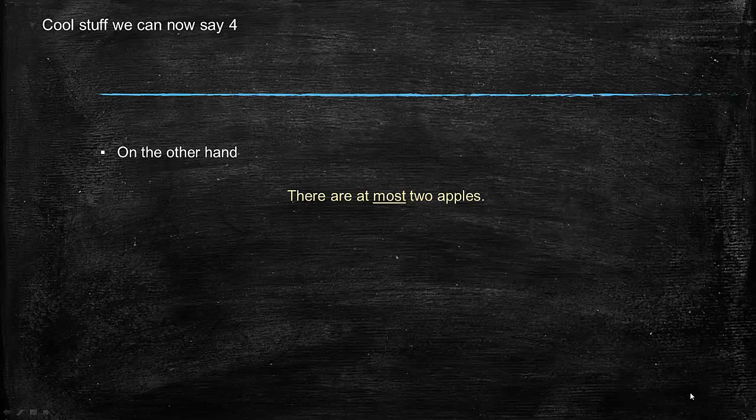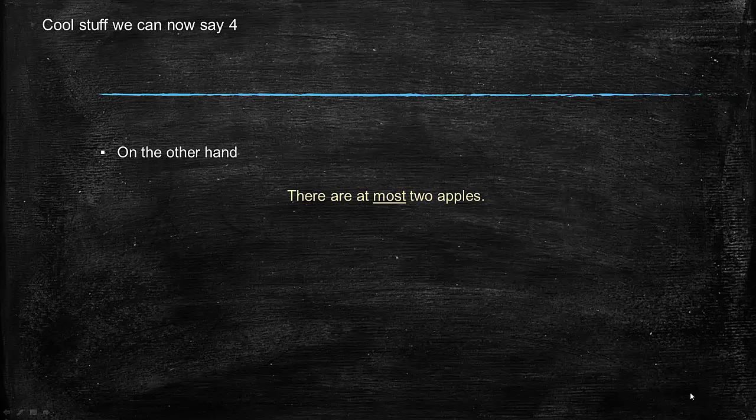There are at most two apples tells us that there are no more than two apples. Now this, interestingly, is consistent with there being 0 apples, right? There could be 0 apples, and if there's 0 apples, it's still true that there are at most 2 apples. That's an important thing to understand. So there are at most 2 apples tells us that there are no more than 2.